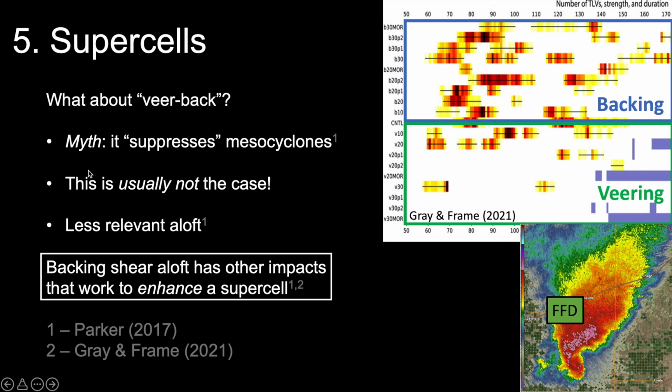Really, in fact, we should be considering the opposite hypothesis now, that backing aloft might actually have a net strengthening effect, as both of these studies have suggested to us.